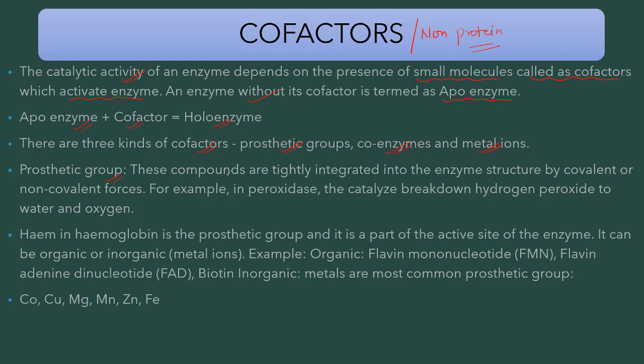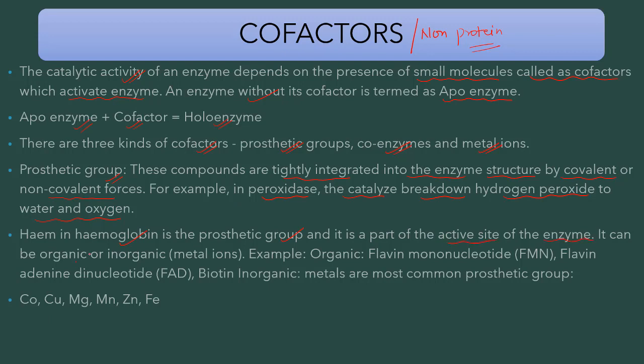Prosthetic groups. These compounds are tightly integrated into the enzyme structure by covalent or non-covalent forces. For example, the peroxidase enzyme catalyzes the breakdown of hydrogen peroxide into water and oxygen. Heme in hemoglobin is a prosthetic group and it is a part of the active site of the enzyme.